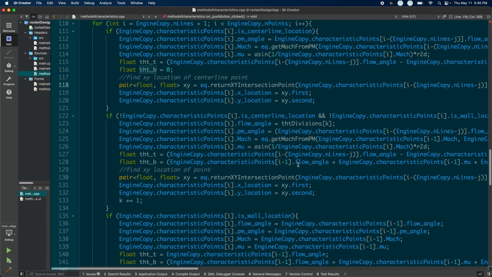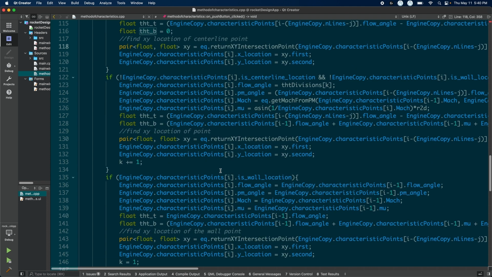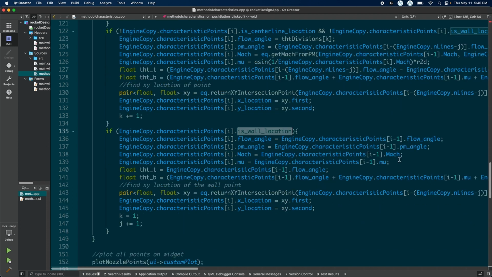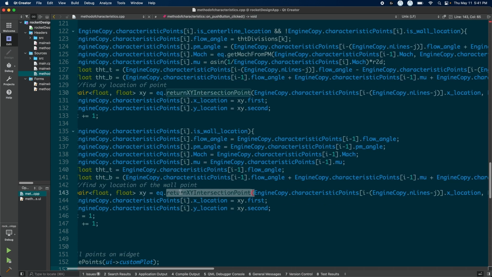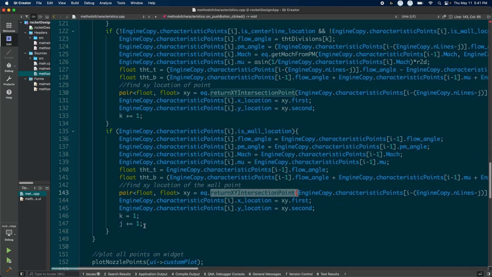The next thing I do is also find the location if it's on the wall. So extend my flow angle here and then get the top and the bottom slopes from, again, the formulas, and then return the XY point and then pass it in. Last thing I do is reset K to 1. So that's my index for the interpolated angle divisions, theta div. Then J plus equal to 1 is to get my connecting point, because that decrements by n minus 1 each time you go up a reflection. So that is it for the algorithm itself.